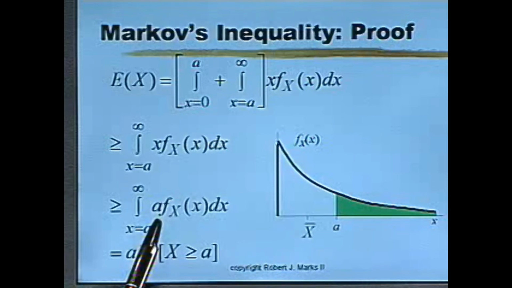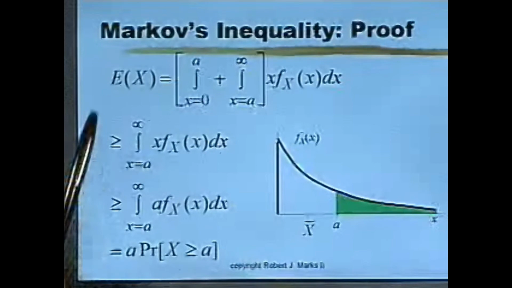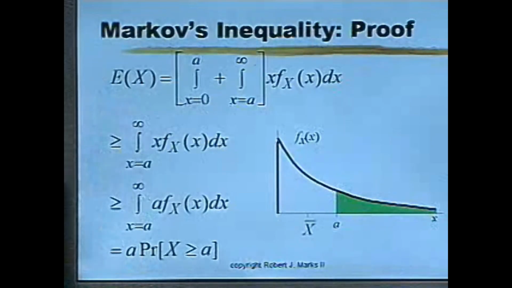I can factor out now my a, and what is left is the probability that x is greater than or equal to a. So this essentially proves the theorem, because a times the probability that x is greater than or equal to a is less than or equal to the expected value of x, and then we take the a to the other side. So this is the derivation of this inequality, which is actually pretty straightforward. So that's Markov's inequality.